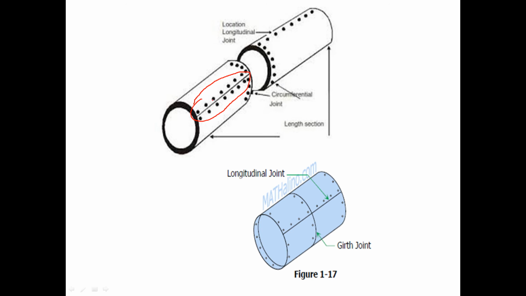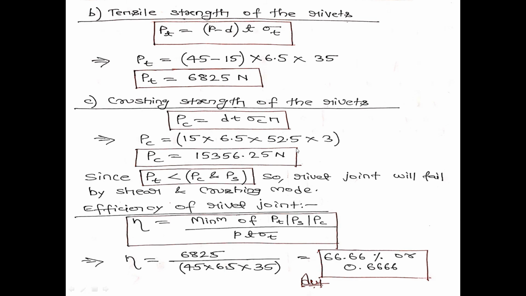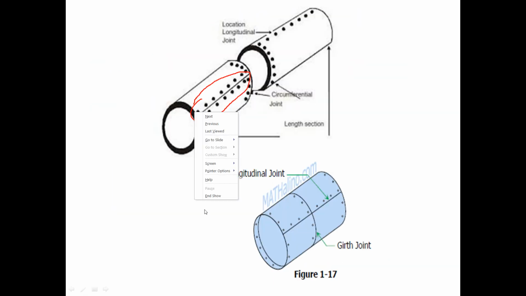So this is your longitudinal butt joint. A longitudinal butt joint is a type of joint used to join the ends of the plate of the boiler to get the required diameter of the boiler. For this purpose, a butt joint with two cover plates is used. That means this is the upper half portion of the ring, this is the lower half portion of the ring, and you are joining them by a butt joint, that too a longitudinal butt joint.